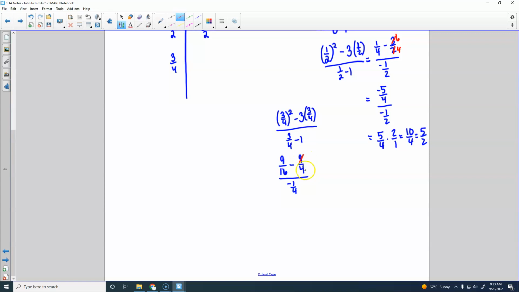So that would be, we got to multiply by 4, so it'd be 36/16. So negative 27/16 over negative 1/4. So 27/16 times 4/1. Reduce there, that'll be a 4. I'll get 27/4.